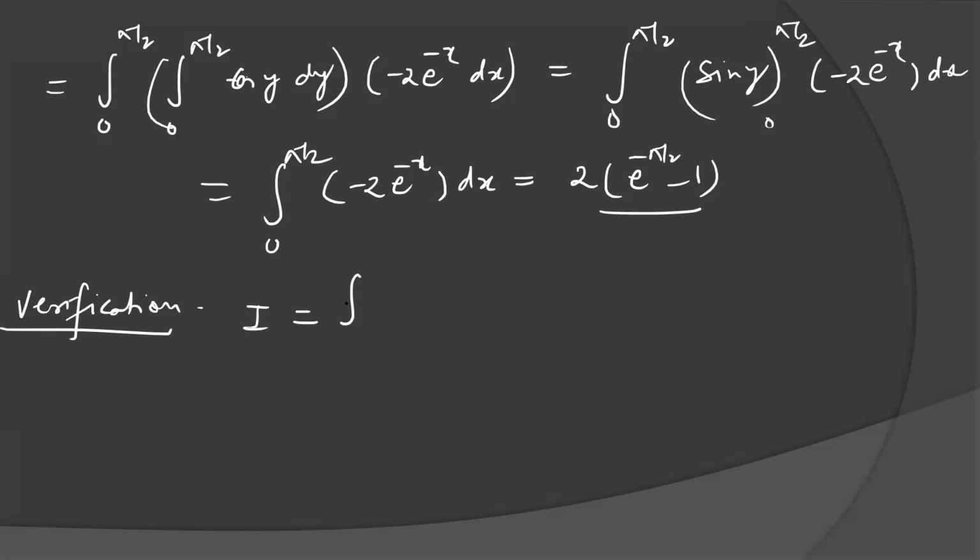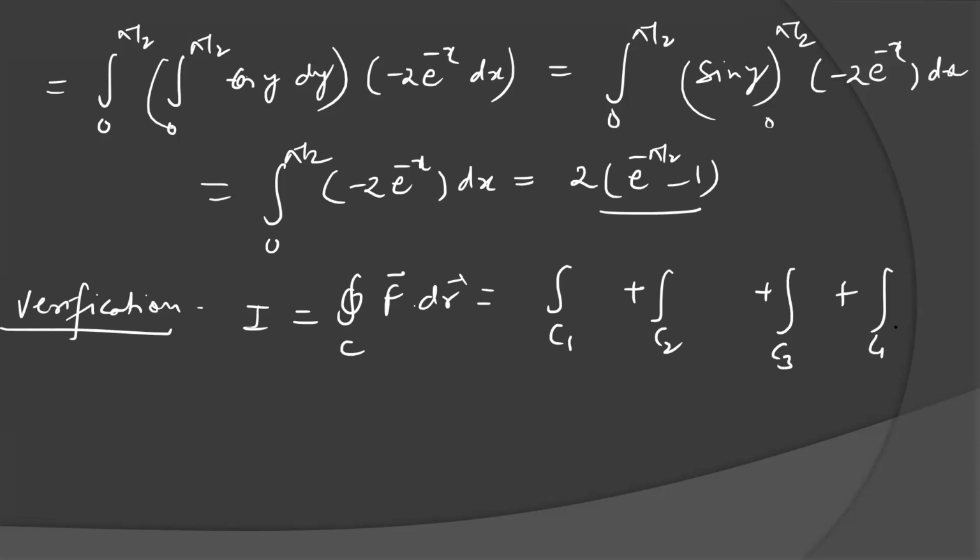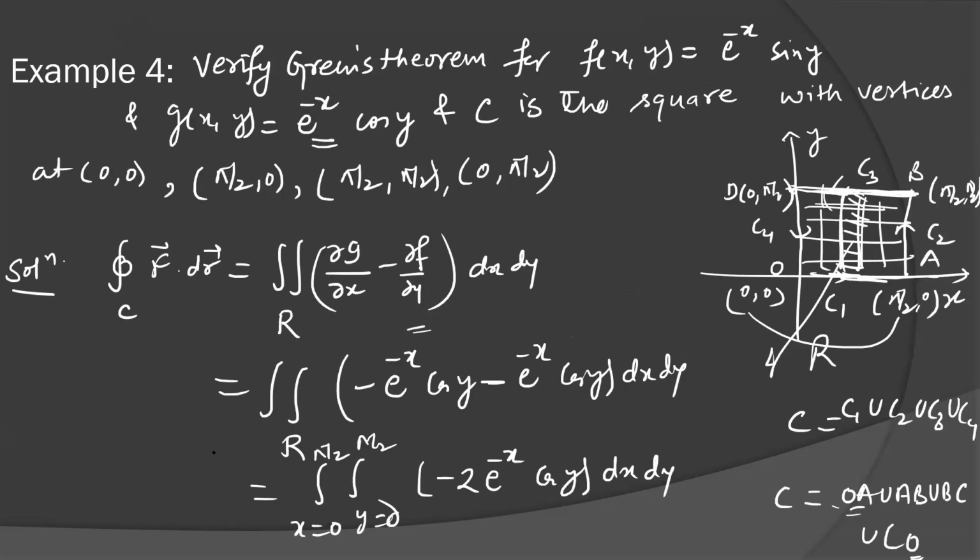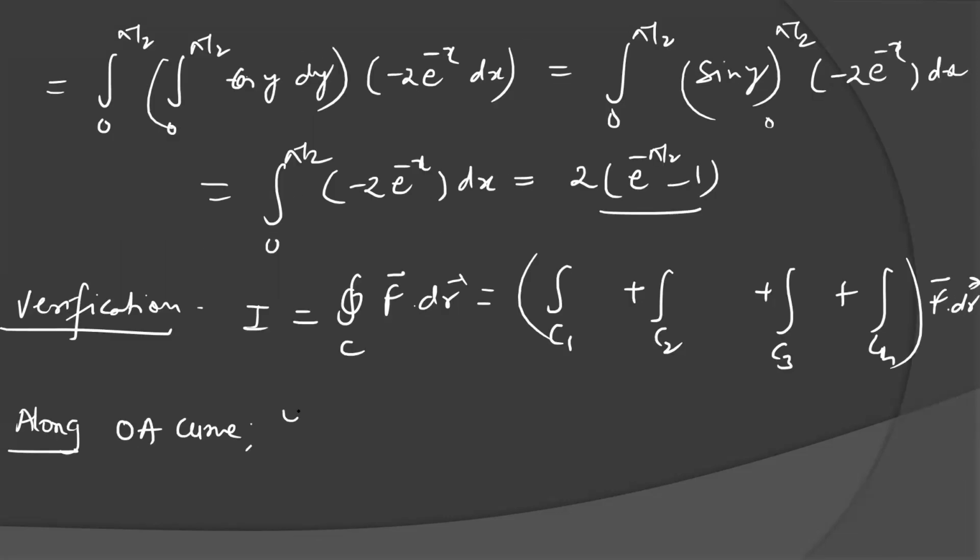You have to find the line integral also, f dot dr, and this will be equal to C1 plus C2 plus C3 plus C4 of f dot dr. So I'm going to solve cases 1, 2, 3 here. Along the OA curve. What is your OA curve? OA curve is the x-axis. On the x-axis, y equal to 0, so dy equal to 0. And x is lying between 0 to pi by 2.